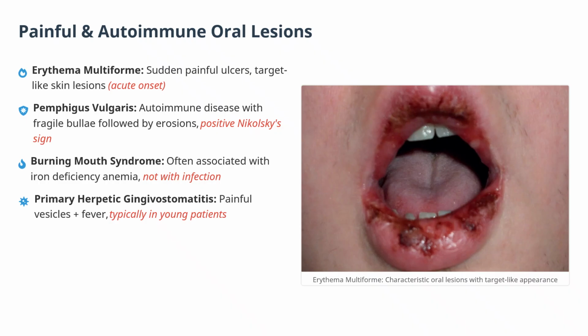Okay, another condition which is painful is burning mouth syndrome, which is sometimes associated with iron deficiency anemia or some other conditions, but for most of the patients there is no reason, and you have to know it's not related to any infection. Okay, primary herpetic gingivitis, which is a viral infection, presents with painful vesicles and fever, typically in young patients. You can find a child, a teenager, or younger patients.